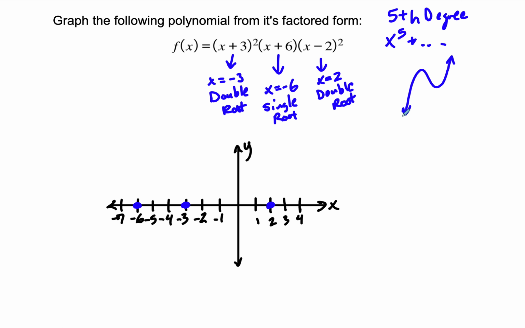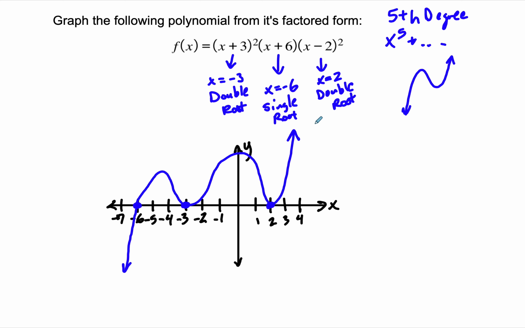So because this is positive, it has the same end behavior as a cubic function, and it's also of the fifth degree. So it's going to go through negative 6, and then I'm going to hit this double root and go back up, and then hit this one again, and now I'm going to finish at positive infinity. Okay, so you can clearly see that it goes through negative 6, meaning the single root, a double root at negative 3, and then another double root at 2.